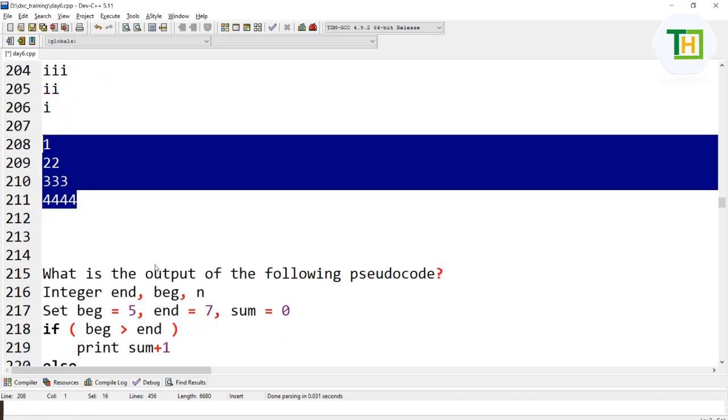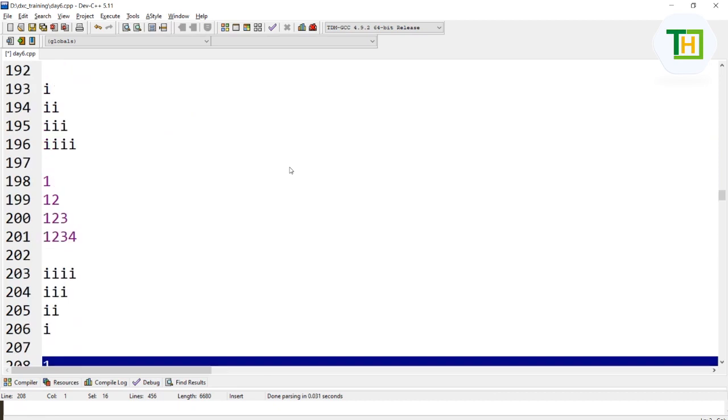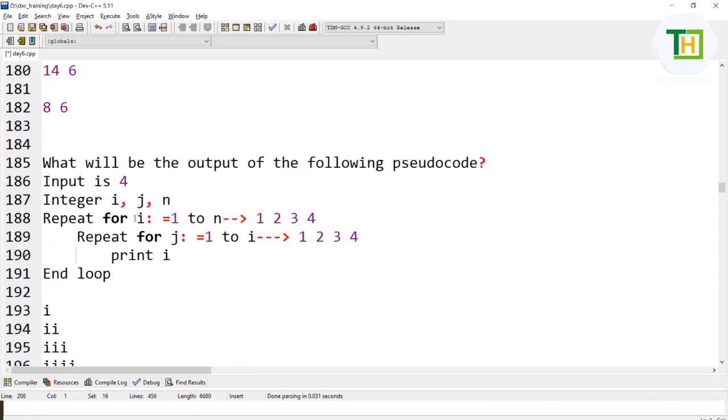Clear? A very simple question, right? If you know exactly how it is working, just observe here. It is repeated for I value 1, 2, 3, 4. The inner loop is working like this. I want 1 to I. What is I value initially? 1. That means the inner loop is repeated for only 1 time.